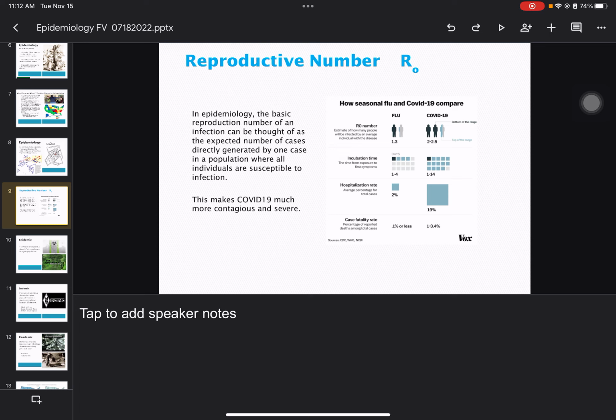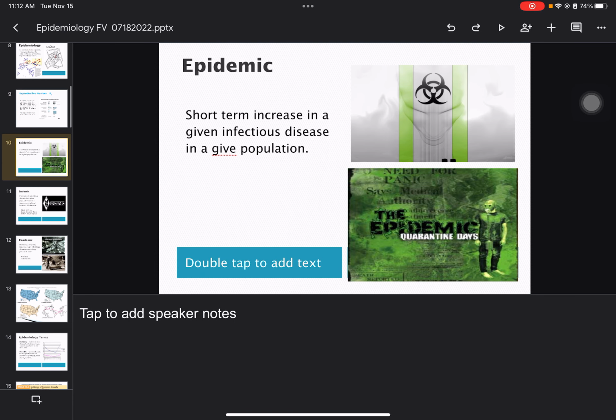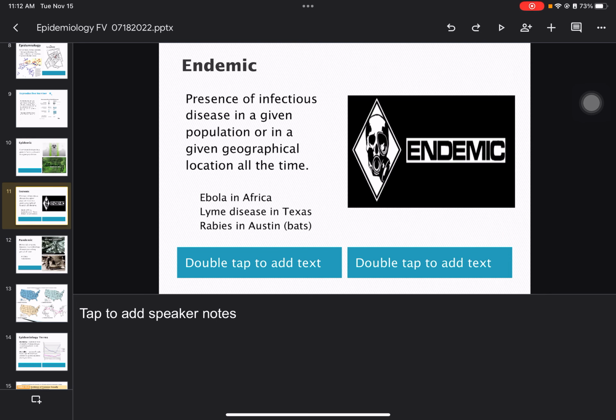Good. So epidemic, here are the definitions. An epidemic is a short-term increase of disease in a given population over a specific period of time. An outbreak is the same thing as an epidemic. When you hear the word outbreak, it means an epidemic. Endemic means that it's in a group of people, in a geographical location, or in an ethnicity all the time. Think about things like Ebola in Africa, especially West Africa, Lyme disease in Texas, and rabies in Austin because of our bat population.